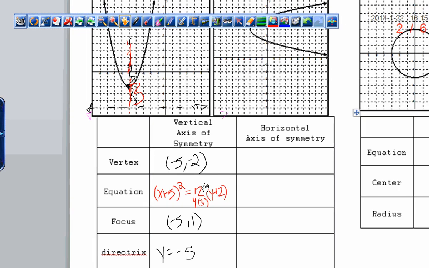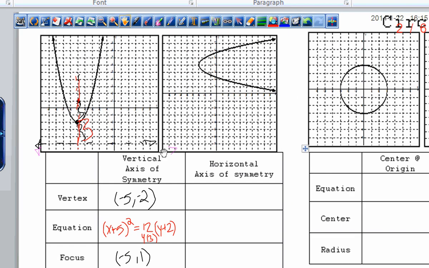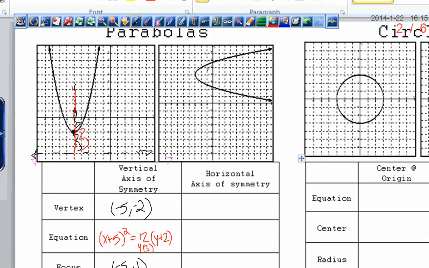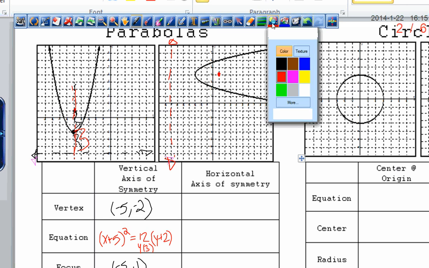Okay, go ahead and pause it. Before we pause, I want to be sure I give you a vertex, or a focus here. Let's put our focus here, and I'll put our directrix here. So go ahead and pause it, give yourself some time to figure out all that info, and then let's go ahead and double check our work.